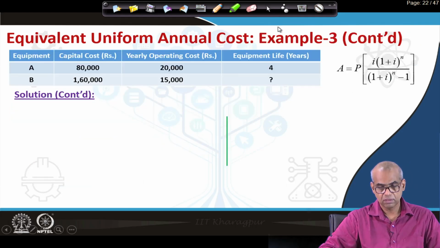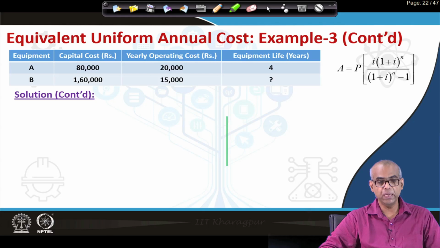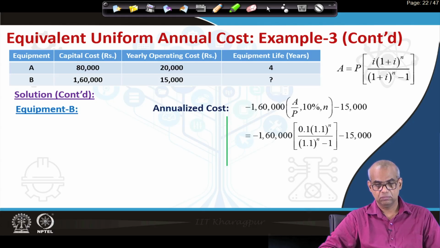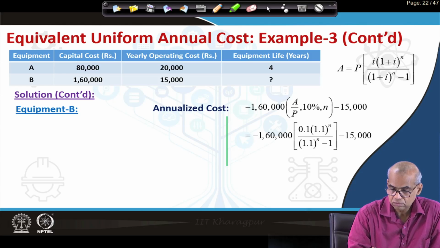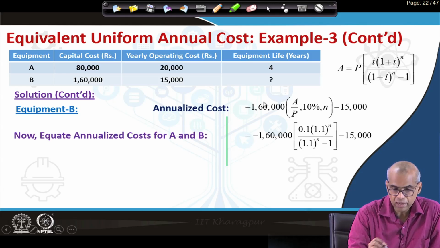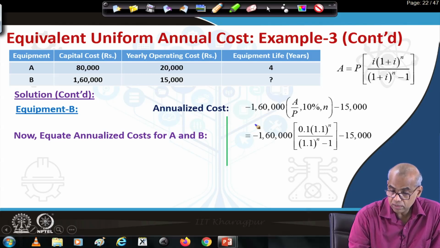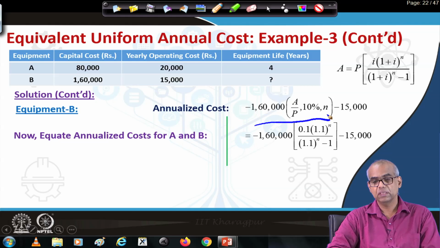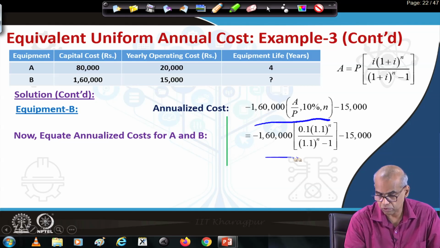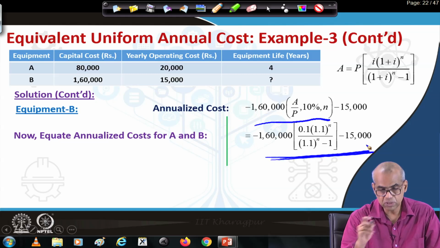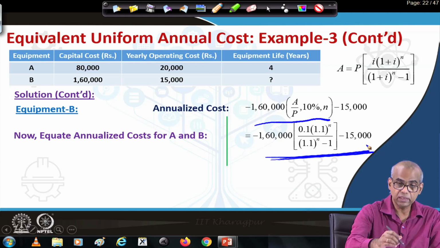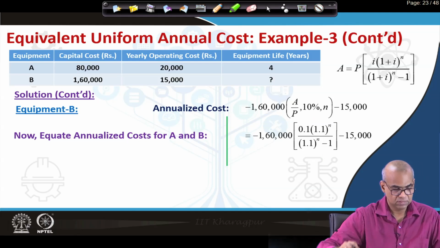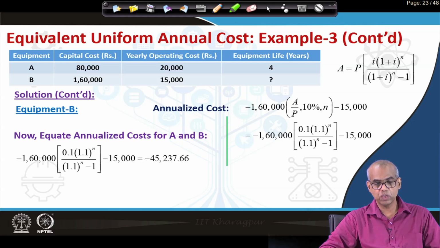Let us repeat the same for equipment B. So, for equipment B, 1,60,000 has to be annualized over n years, that unknown n, interest at 10%. So, you know the expression for that. So, this expression becomes the annualized cost for equipment B when I assume that its service life is n. Now, we equate annualized cost for equipment A and equipment B.